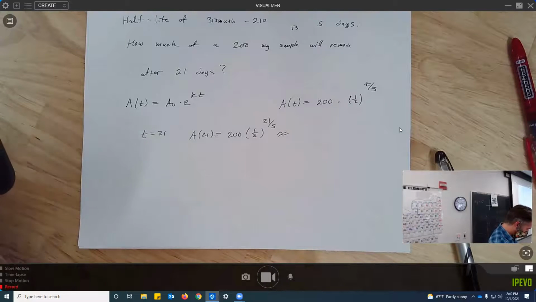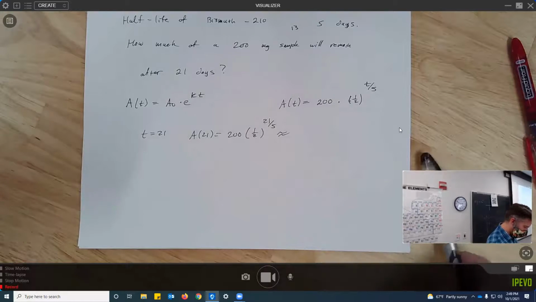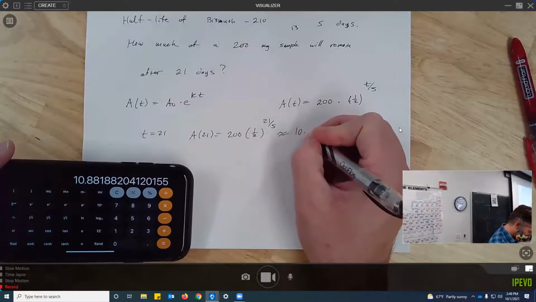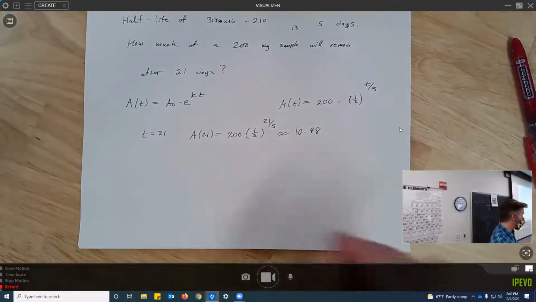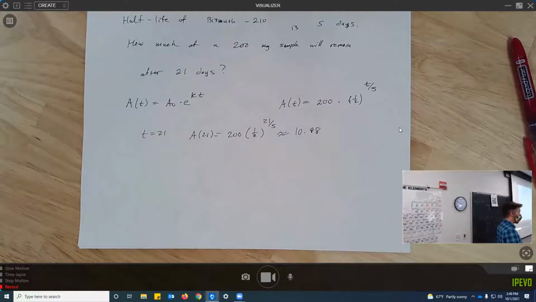So right, if we do that, we're going to have 1/2 to the 21/5. So 0.5 to the 21/5 is about 0.054, and then multiplying that by 200, we get approximately 10.8 feet. So not terrible, right? We had a good guess. We said it was going to be a little bit less than 12.5. We're right on.